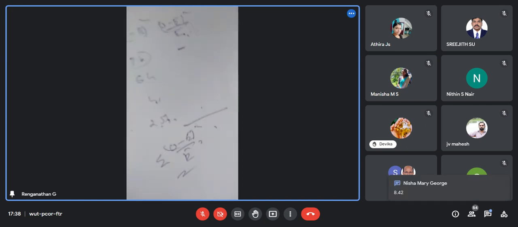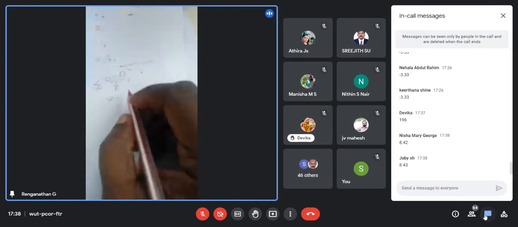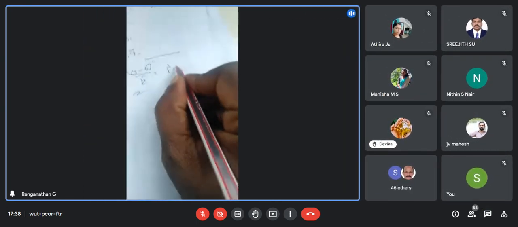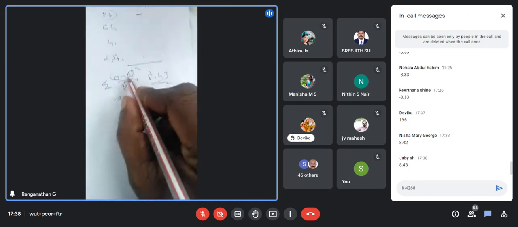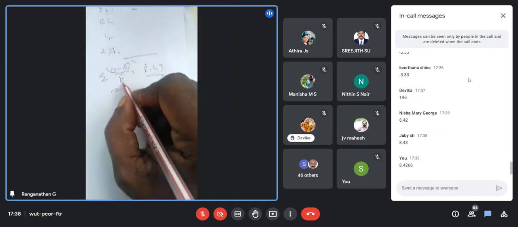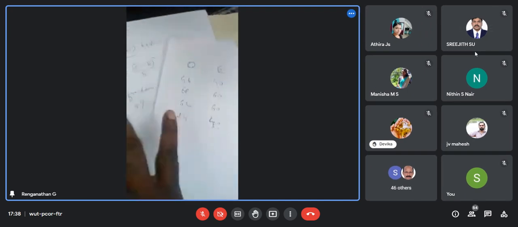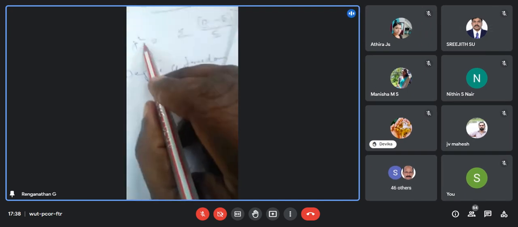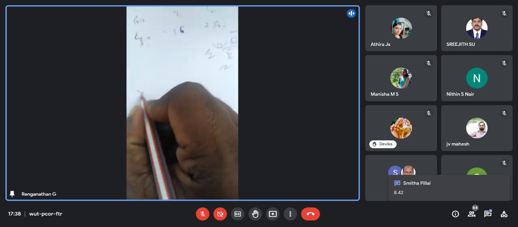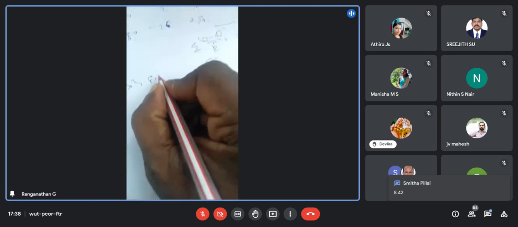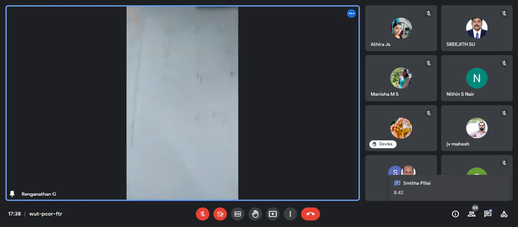8.42. That is the value of sigma O minus E the whole square divided by E. Okay. So we got the x square value. 8.42 is the x square value. Here the x square value, or calculated value, is equal to 8.42. Okay. How do we find out the degree of freedom?